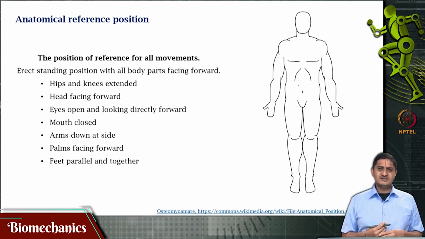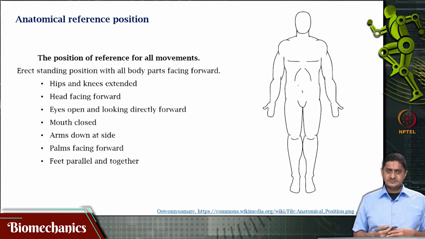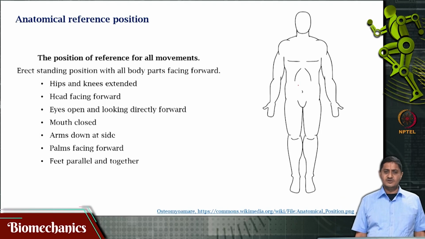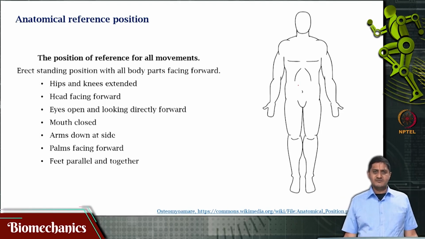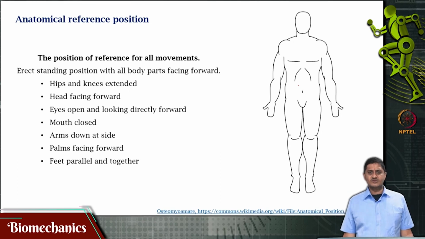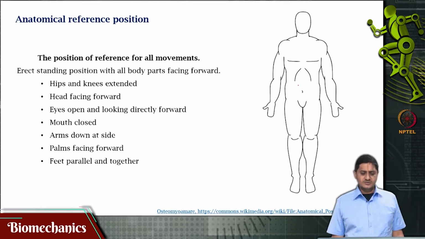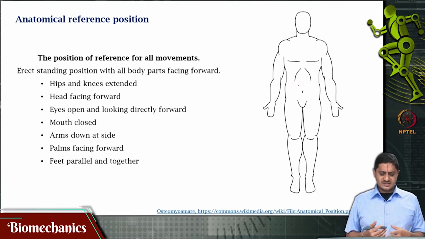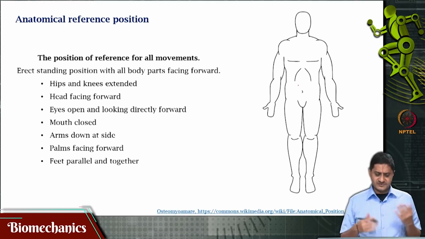So, the position of reference that is used for all movements is called anatomical reference position. That is, when you are standing with your arms on the side, with the two palms facing outside like this, like I am now standing. You can see my two palms like that. So, this is, to make it a bit more clear, this is an erect standing position with all the body parts facing forward. The parts of the body that are forward must face forward.